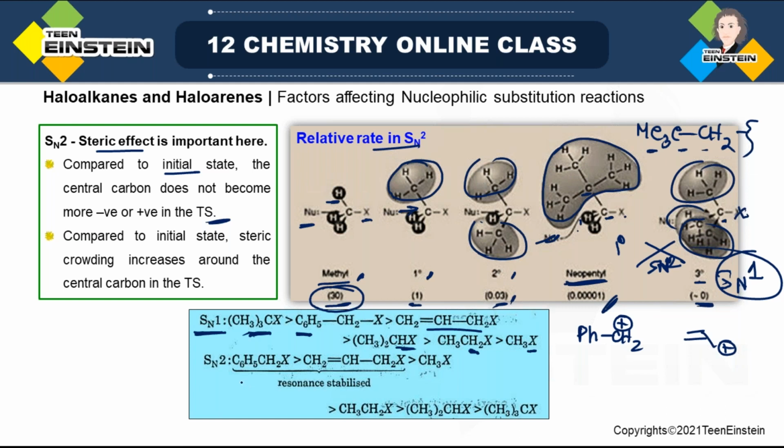And when it is SN2, PhCH2X is giving a better result than allyl halide.